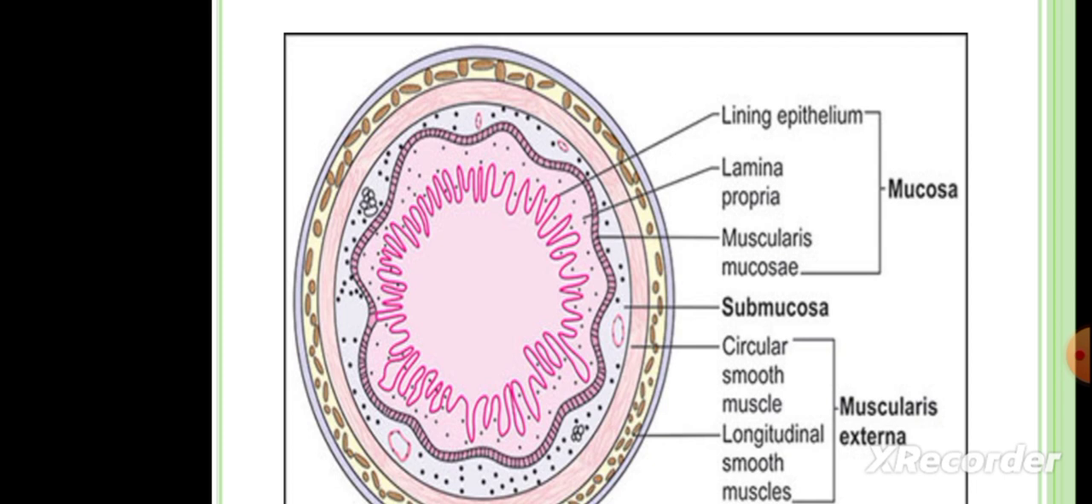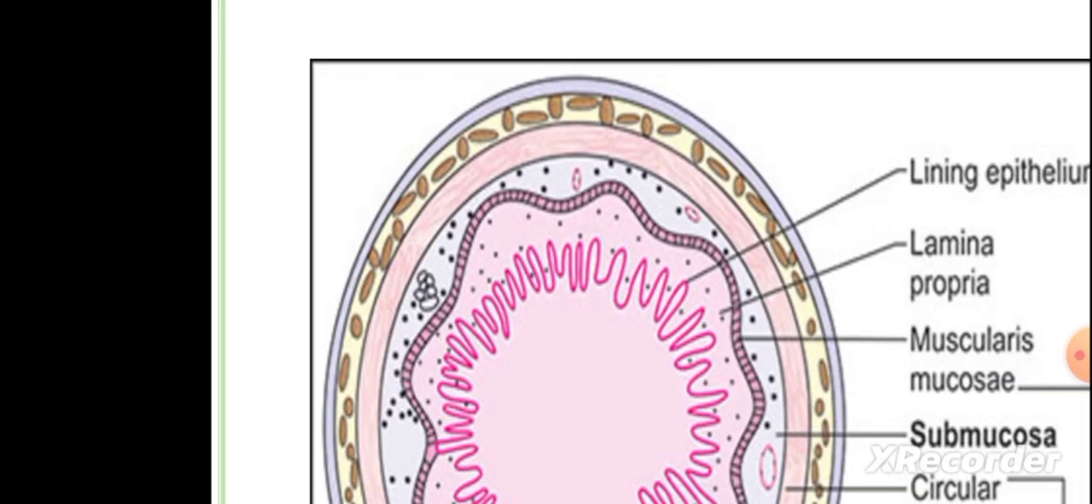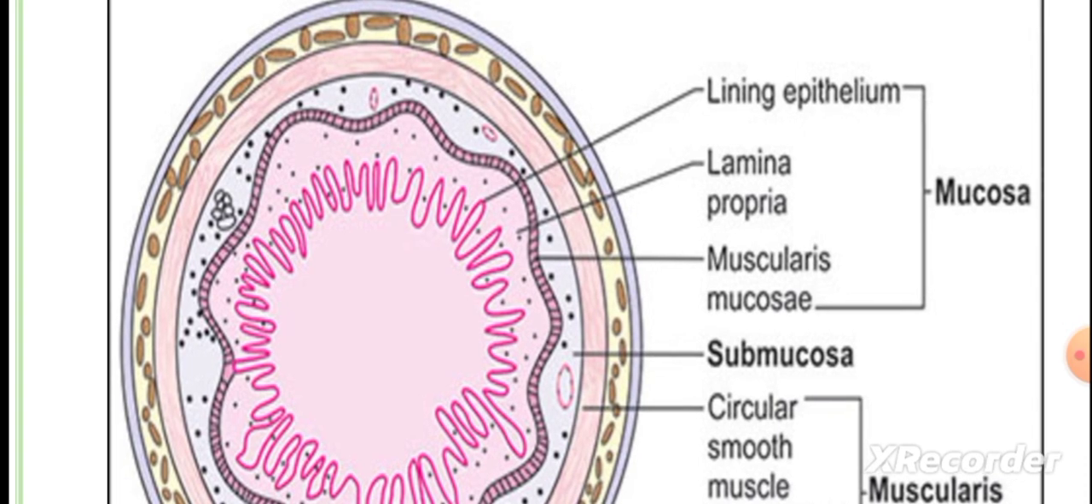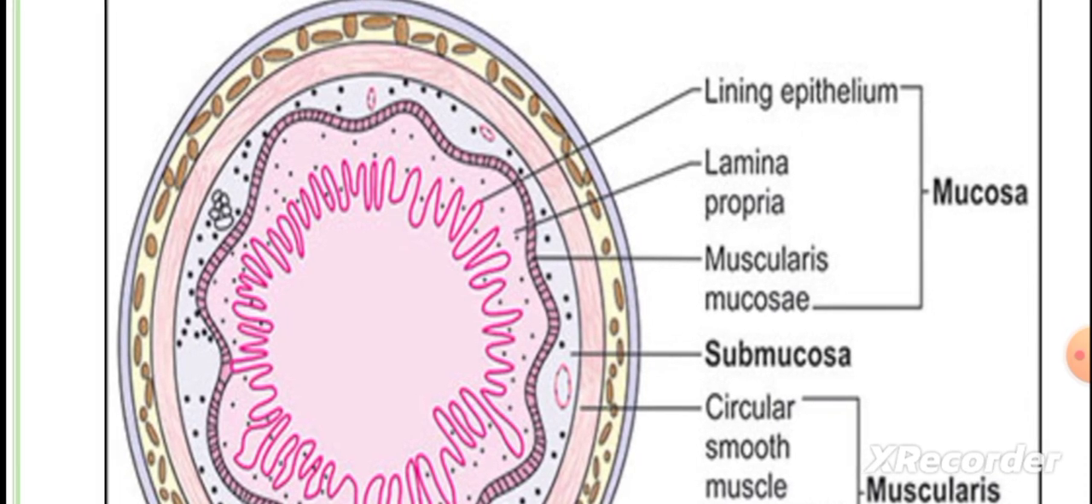Mucosa further consists of the lining of the epithelium. Epithelium varies in every part of the digestive system. So, for example, here it is called a stratified squamous epithelium. Squamous because the cells are flat. Stratified because there are multiple layers of cells in this epithelium. So, it is called stratified squamous epithelium. Then it is followed by the lamina propria and then finally the muscularis mucosa. These are the three sublayers of the mucosa layer. Which layers? Epithelium, lamina propria, and muscularis mucosa. These are the three layers of the mucosa.